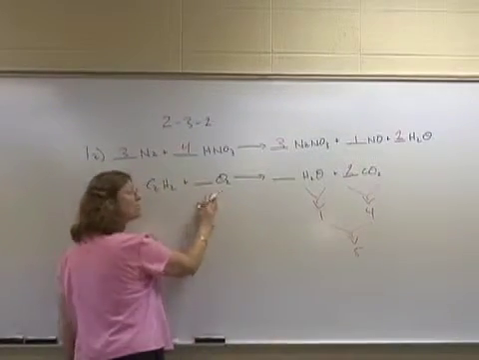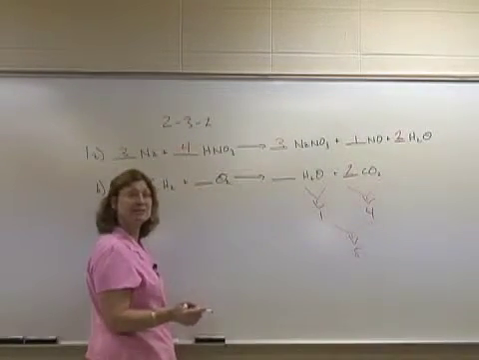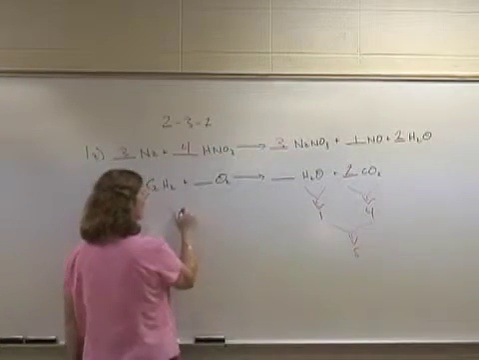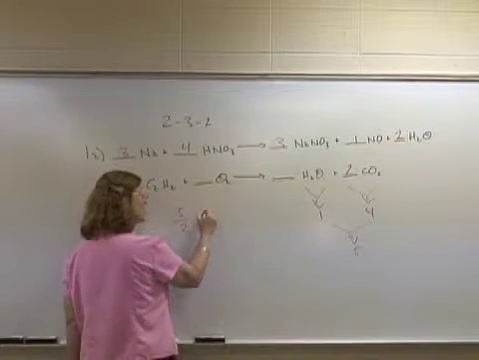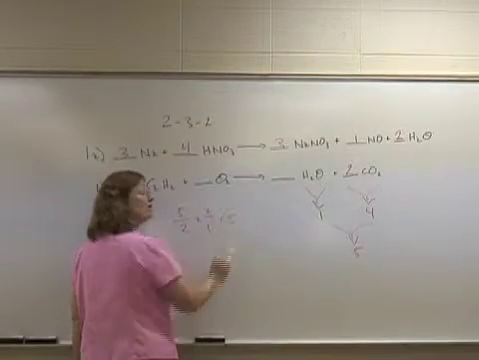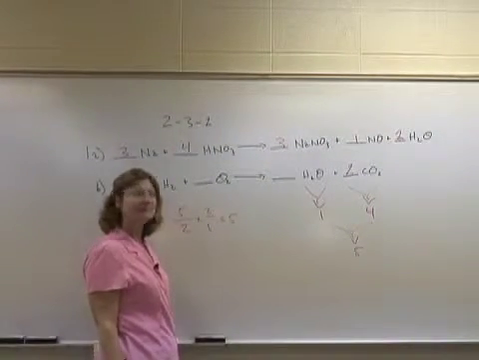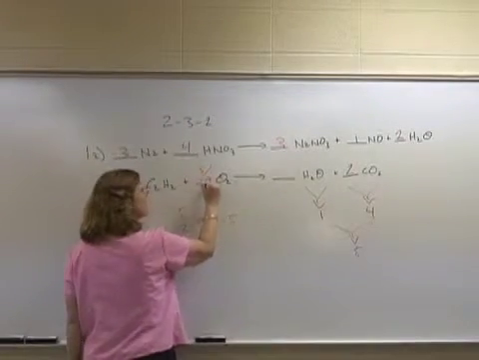Now notice that the oxygen is O2. It is a diatomic molecule. I need 5, but I'm going to have to use 5 halves, because when I multiply that by 2, I get 5 oxygens, which is what I need. So I'm going to put 5 halves here.